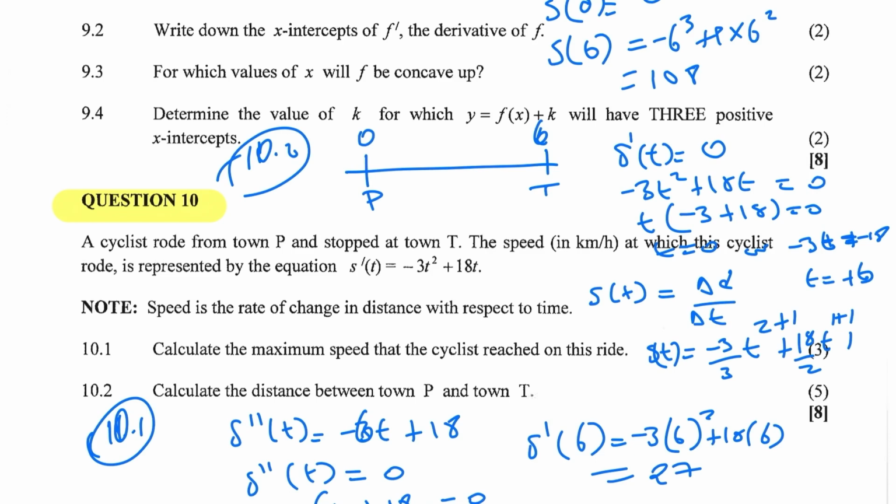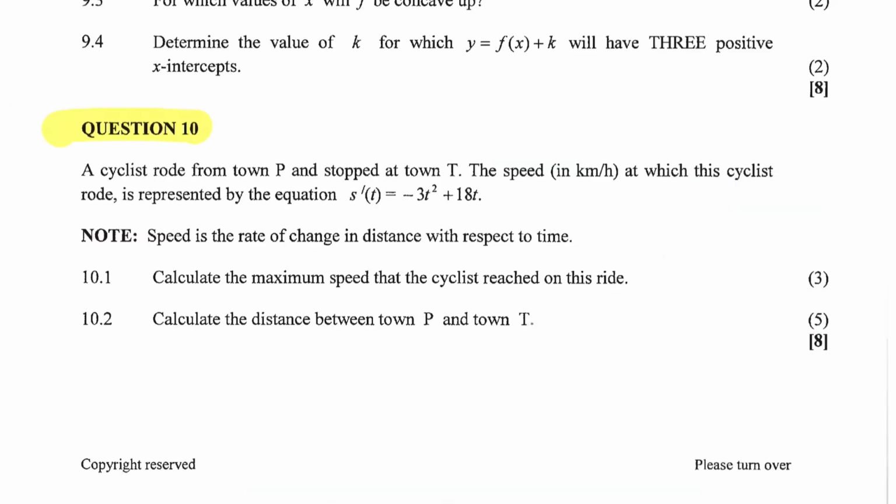Question 10 says a cyclist rode from town P and stopped at town T. Let's try and visualize that. So let's say this is town P and stop at town T. The speed in kilometers per hour at which the cyclist rode is represented by the equation here. So this is the equation of speed that we have here. Great, so we're going to use that.